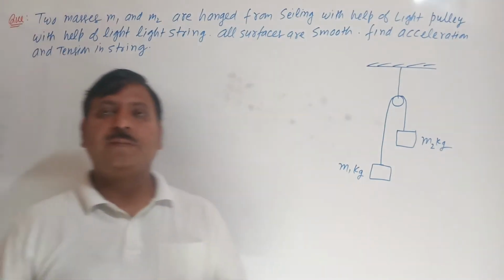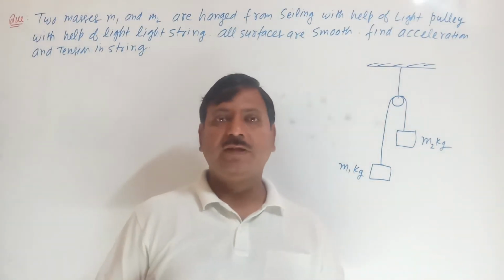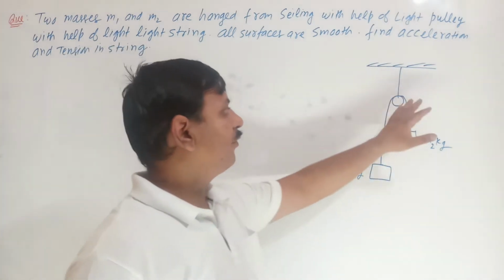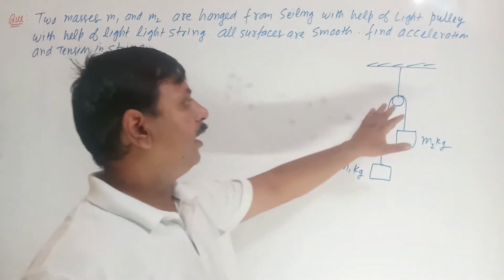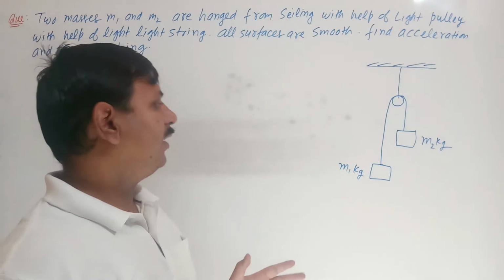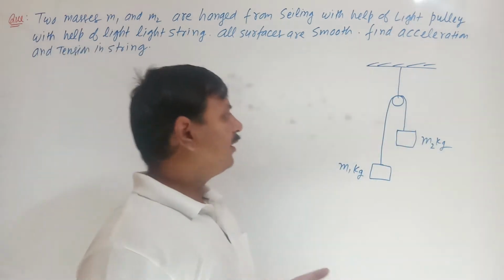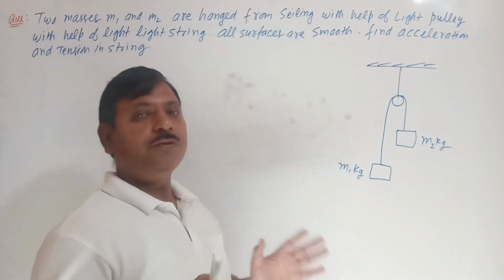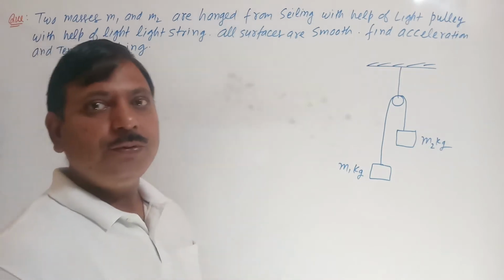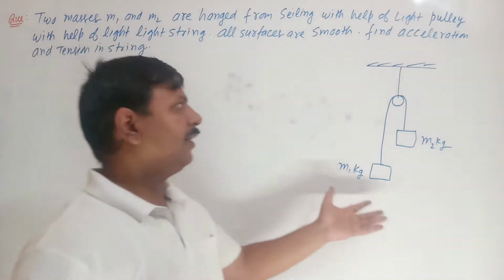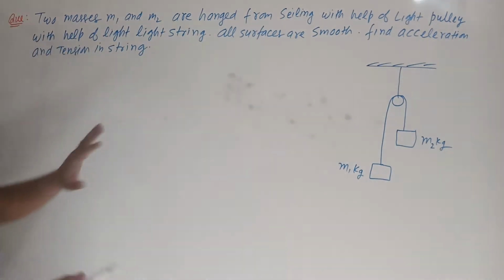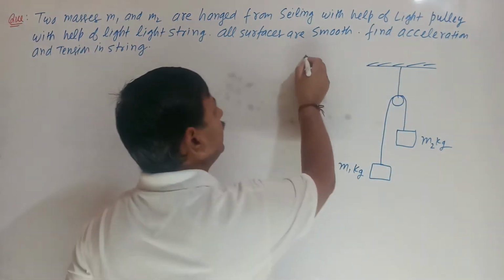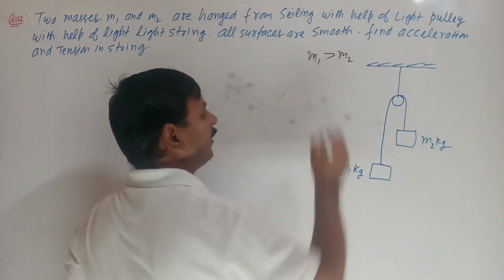Today we are going to discuss problems based upon strings and pulley. Two masses M1 and M2 are hanging from a ceiling with the help of a pulley. A light pulley and a light string are there. All surfaces are smooth, so we do not have to consider friction. What will be the acceleration and tension? They want the acceleration and tension in the string. It is given that mass M1 is greater than M2.